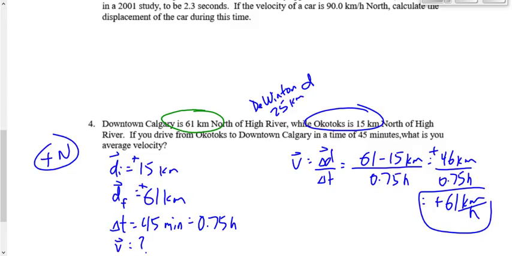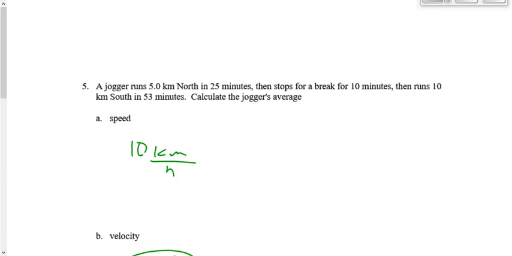Okay, let's take a look at number 5. 5 says a jogger runs 5 kilometers north in 25 minutes, stops for a break for 10 minutes, then runs 10 kilometers south in 53 minutes. I'm just going to circle this because I got this feeling if I don't, I'm going to forget that there's a south in there, and I'm going to mess up on the signs, the positives and negatives here. Just a little reminder to myself. We want to find the jogger's average speed and the jogger's average velocity here.